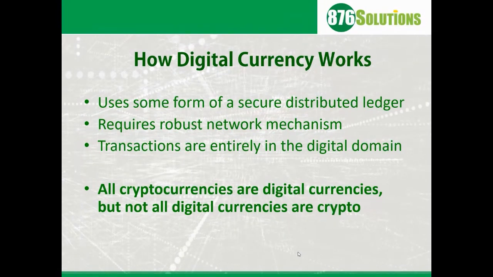secure distributed ledger. It requires some sort of network, a very robust and reliable, redundant, and secure network. And because of the nature of digital currency, all the transactions occur entirely in the digital domain. Right? There's no paper, there are no coins, everything is digital. So that led me to this statement, just like the blockchain distributed ledger statement: all cryptocurrencies are digital currencies, but not all digital currencies are crypto. That is an important distinction. So a central bank digital currency is not a cryptocurrency. Okay, so it's something to understand there. There's a fundamental difference between a central bank digital currency (CBDC) and a cryptocurrency.